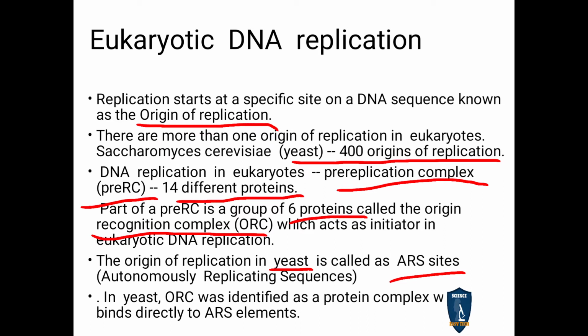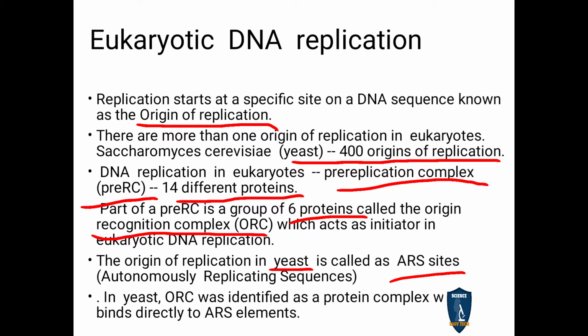The origin of replication in yeast has ARS sites, autonomously replicating sequences. Autonomous means it automatically starts its work when the DNA attains the time for replication. So at that time it starts replicating autonomously. Nobody tells it to do this work or that work. It automatically starts replicating when the time comes. That is called the autonomously replicating sequence in the ORC complex, acting as an initiator, inducing the work automatically.